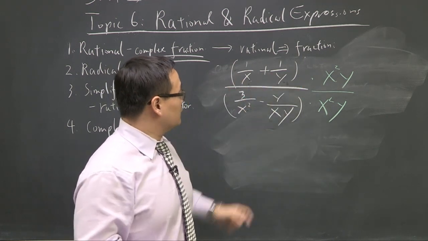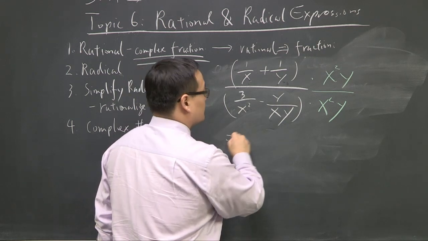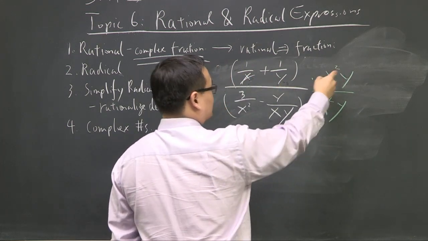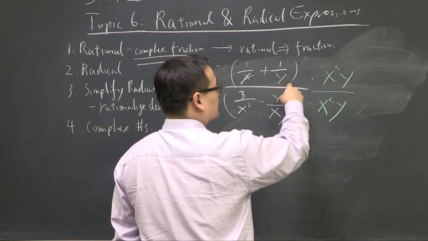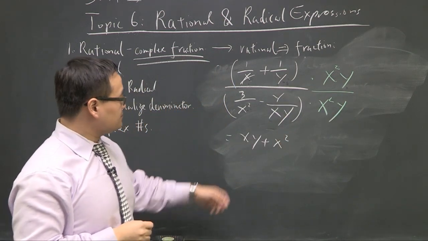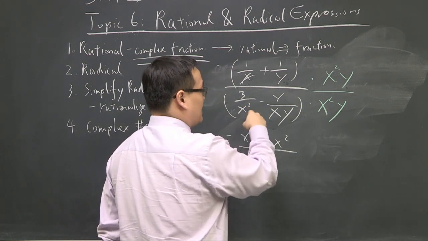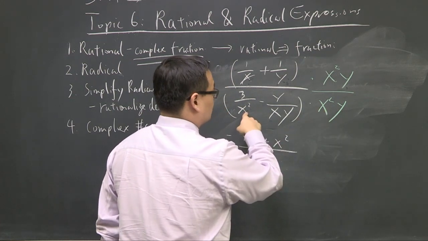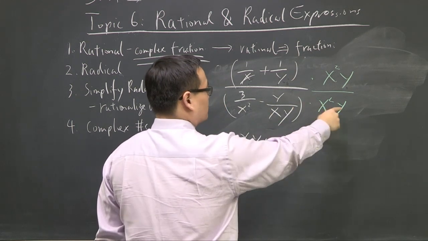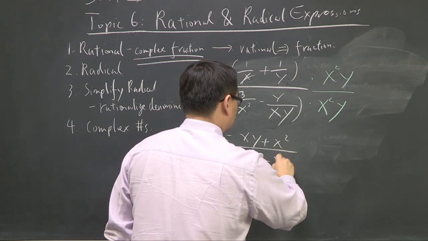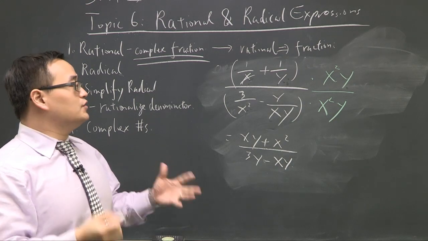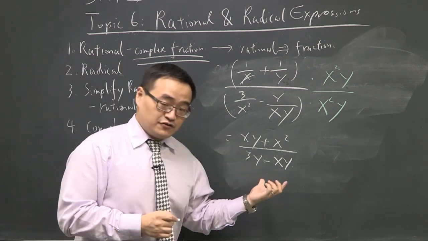So if I distribute this, I will get x squared y times 1 over x. Well, this cancels out with one of these, so I get xy plus, this will get me y, and y cancels out, I'll get x squared, right? In the denominator, I will get x squared y, and x squared cancels out the x squared, so it'll simply be 3y minus xy, and the y cancels out, so that will just be xy.